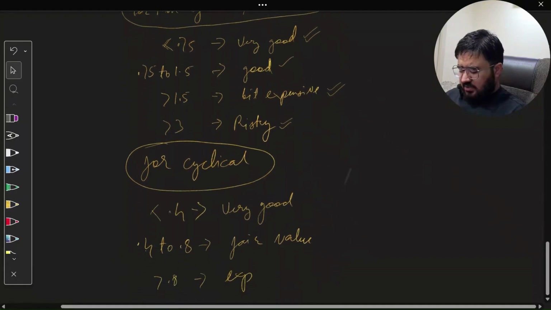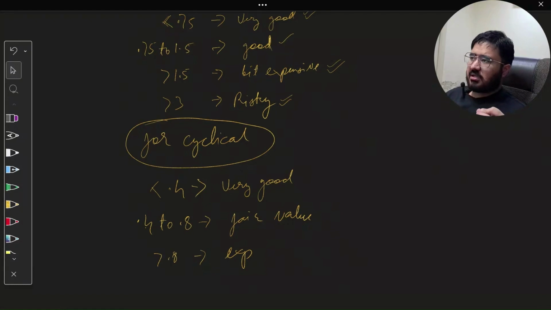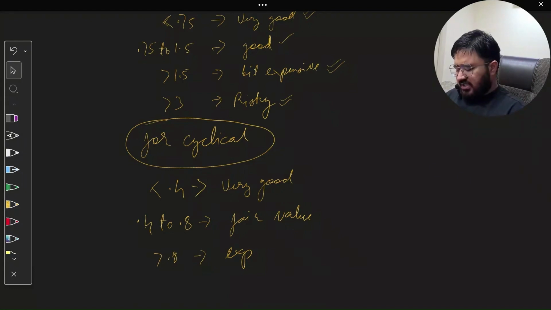For cyclical stocks, for example, Tata Steel or any steel stocks, and auto stocks come under cyclical. In this, if it is 0.4, then it is a very good pick. 0.4 to 0.8 is a fair value, and greater than 0.8 is considered to be expensive.